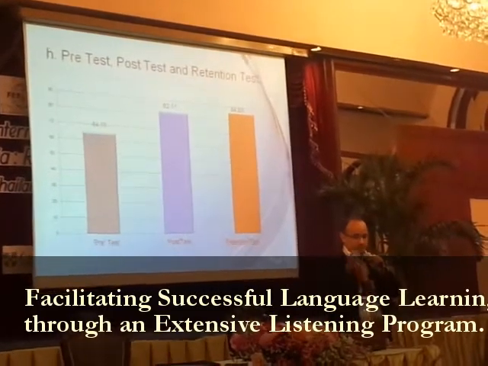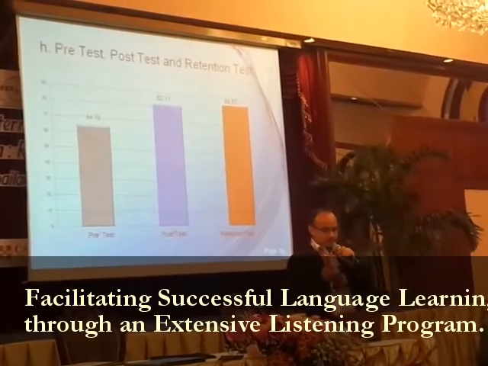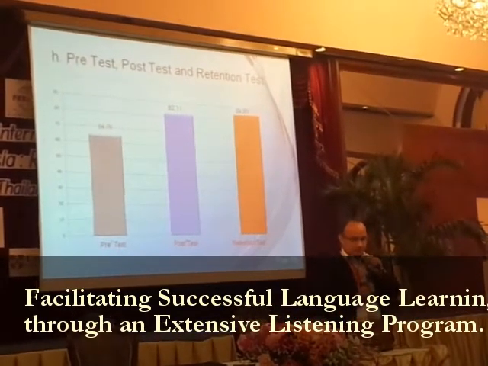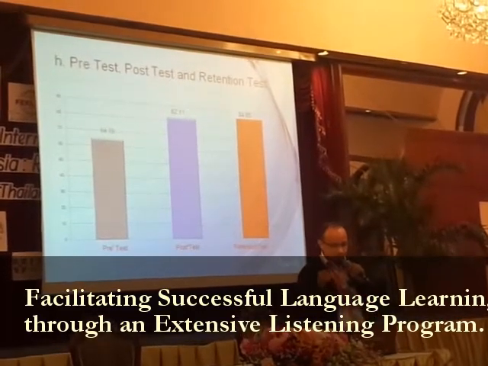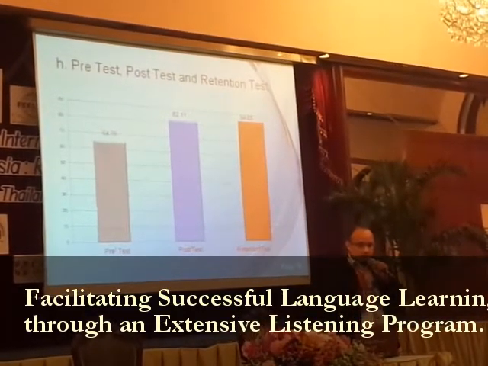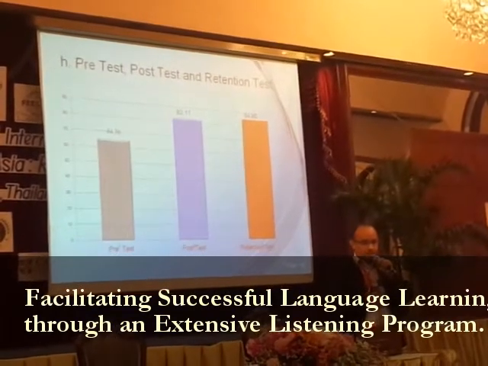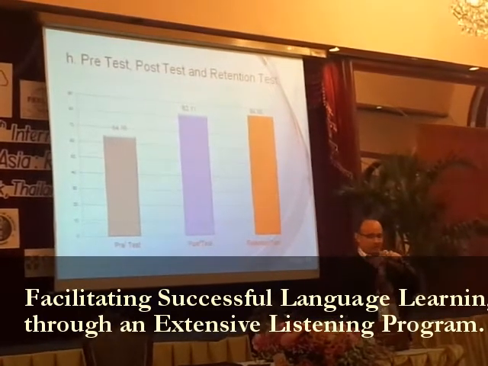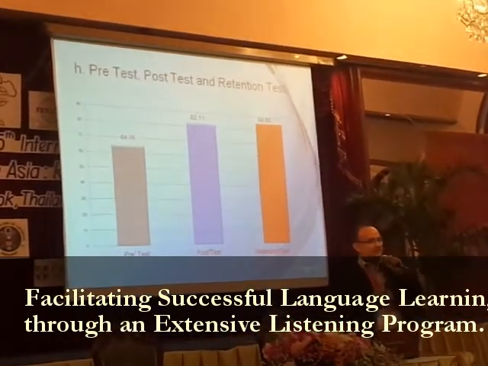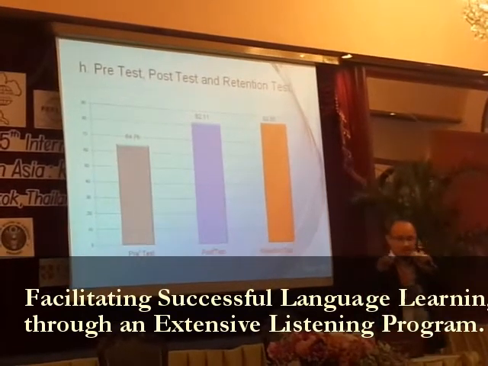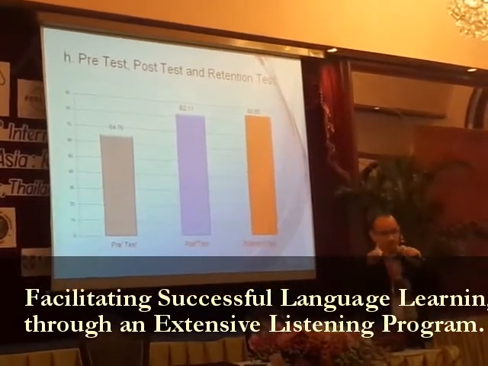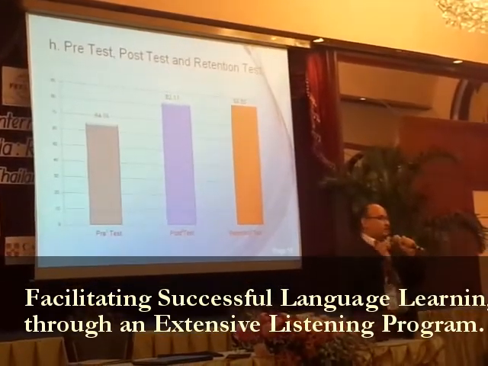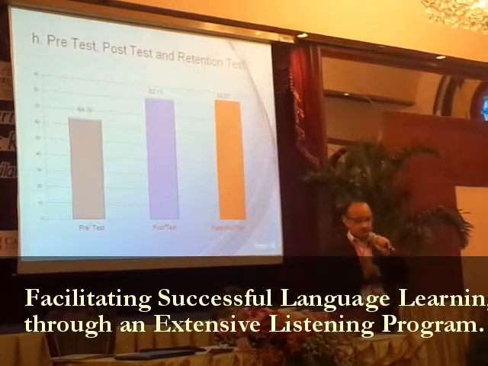During the pre-test, the students' average score was 64.76. Then 2 months later, I administered the post-test, and the average score of my students was 82.11. And there is a gain of 70-something percent if you compare the post-test to the pre-test result. This gain, I believe, shows that this program is useful for my students.